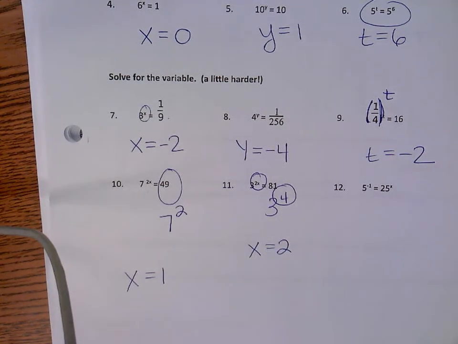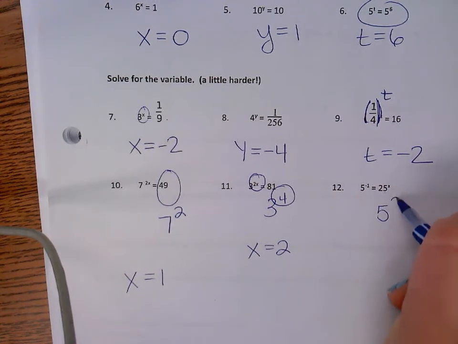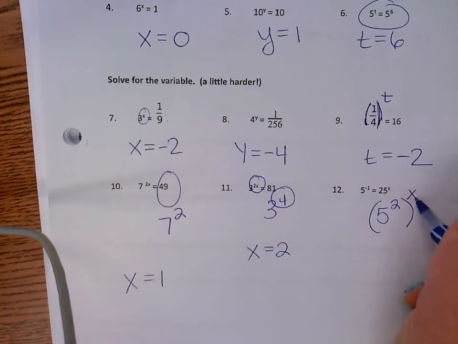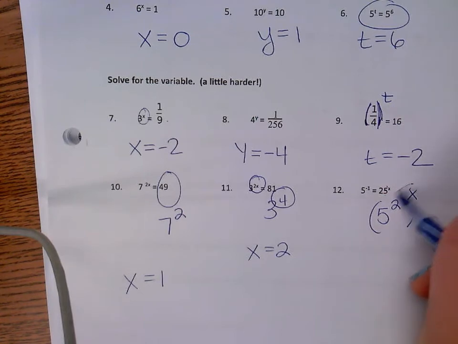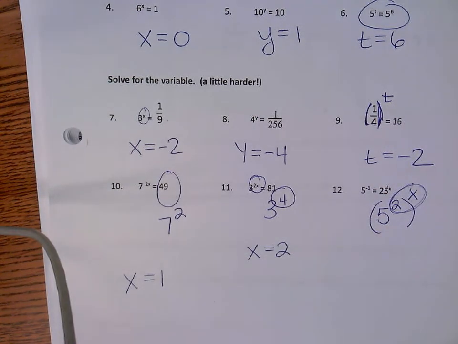All right, so number 12 is a little bit harder. What I would do on number 12 is I would make them both into a base of 5. So 25 is 5 squared, and that is being raised to the x power, right? I haven't changed the value. 25 is 5 squared, and I'm raising it to the x power. What's the rule when you are dealing with powers that you're distributing? You multiply them, right? So 2 times x is 2x.